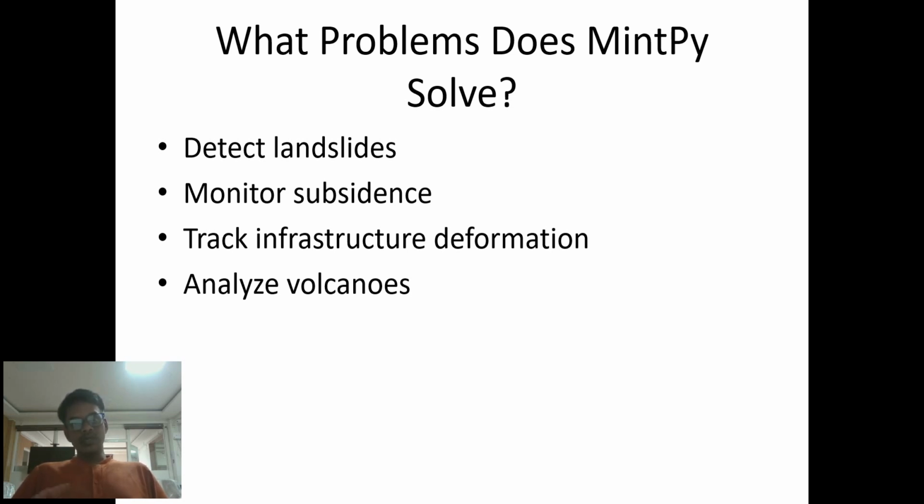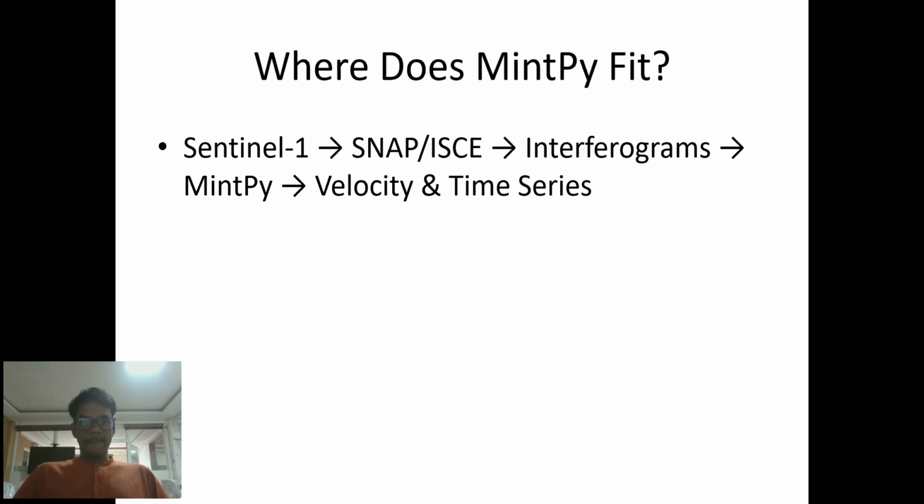So how is this going to happen? If you take the velocity map, then the average deformation rate can be known. If you take the time series map, then movement through time will be known. If you take the coherence estimation, then the data quality will be known. And most importantly, the output that comes as a curve is used for landslides, subsidence, mining, infrastructures, and volcanoes.